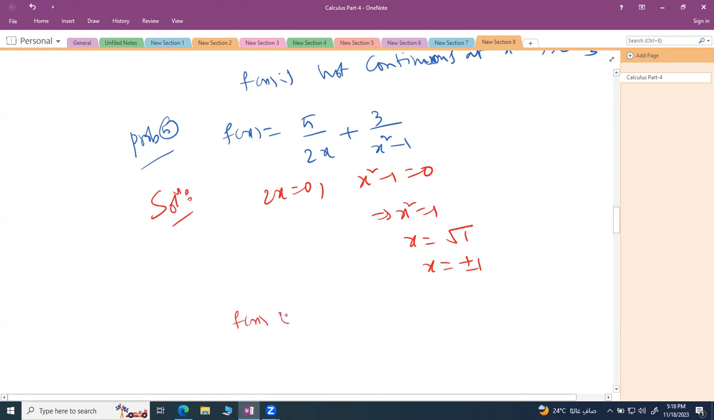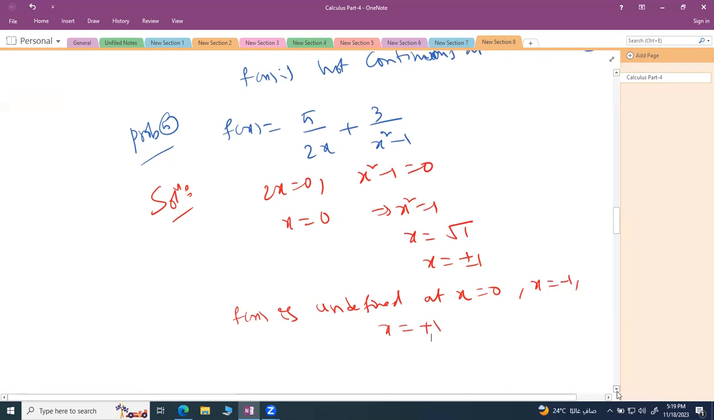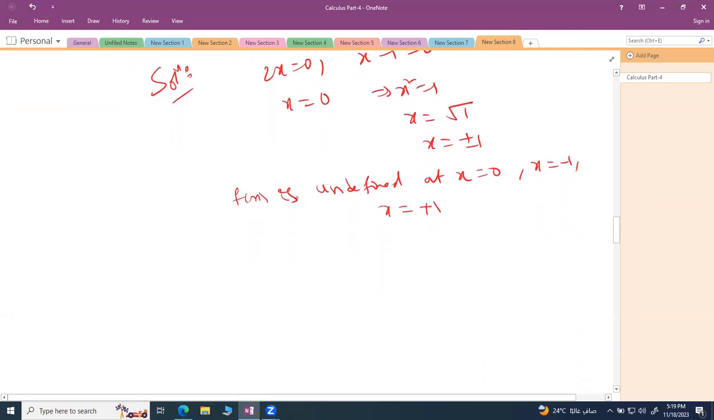f of x is undefined at x equal to 0. 2x equal to 0 means x equal to 0, comma x equal to minus 1, comma x equal to plus 1. Therefore, f of x is not continuous at x equal to 0, minus 1, comma plus 1.